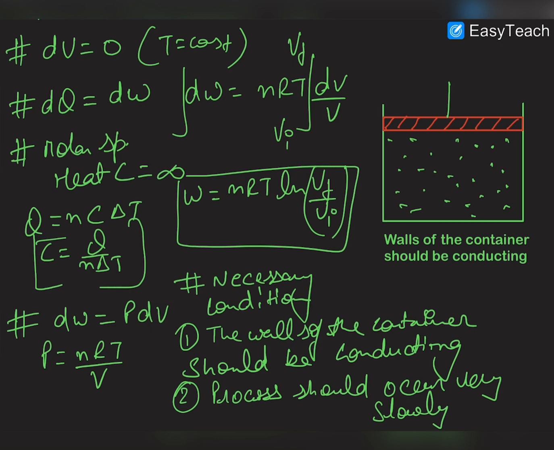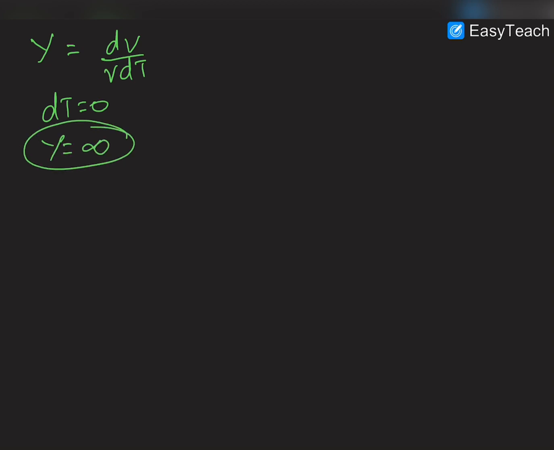Now let us discuss gamma, the expansion coefficient. Gamma we know is dV by V dT, and dT here is 0, so gamma in this case will be infinity. So this will be the gamma for an isothermal process.